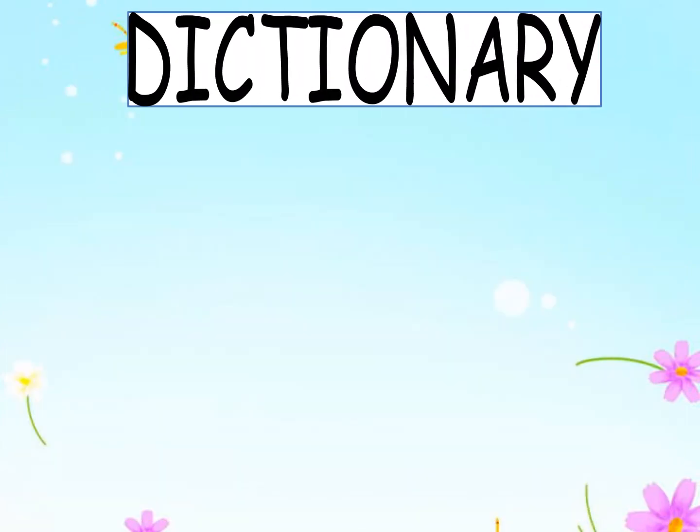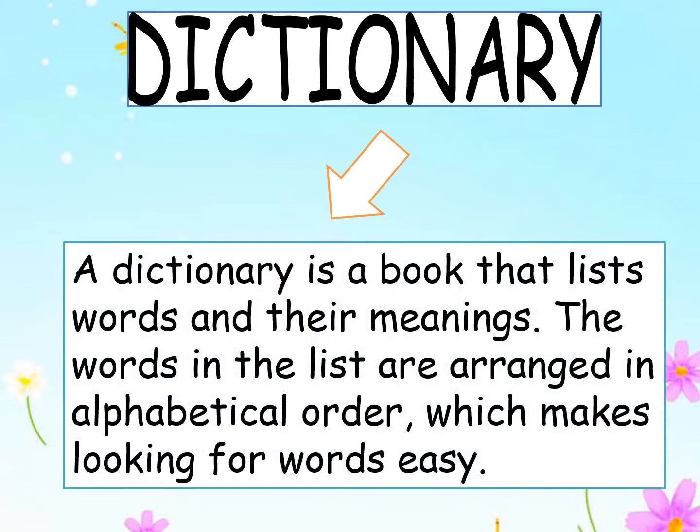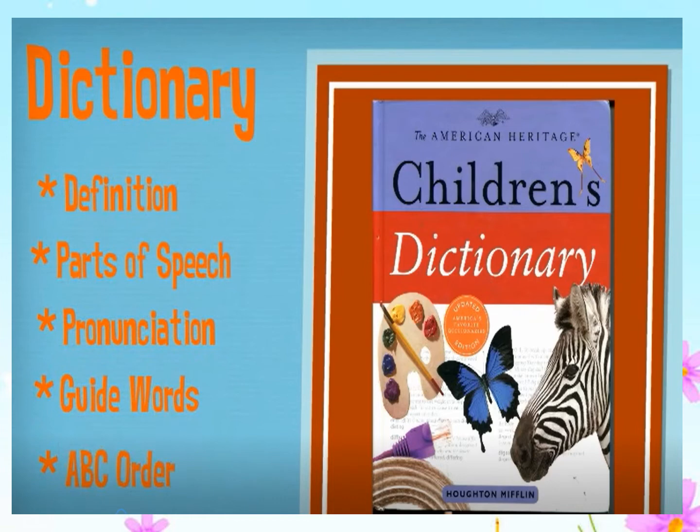One of the sources of information is the dictionary. Dictionary is a book that lists words and their meanings. The words in the list are arranged in alphabetical order, which makes looking for words easy. In dictionary, we can find the definition or the meaning of that certain word.